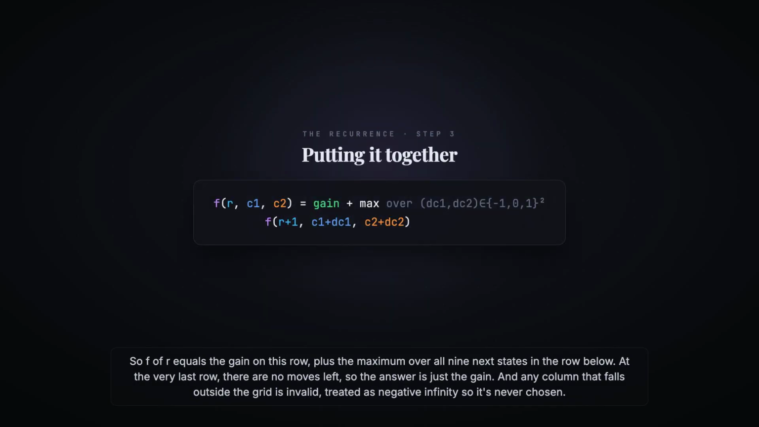So f(r) equals the gain on this row plus the maximum over all 9 next states in the row below. At the very last row, there are no moves left, so the answer is just the gain. And any column that falls outside the grid is invalid, treated as negative infinity, so it's never chosen.